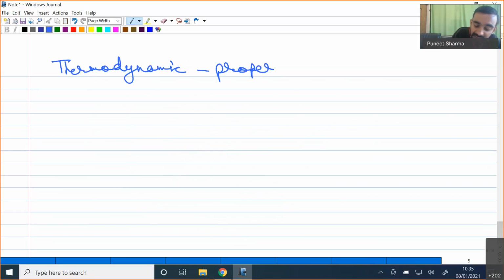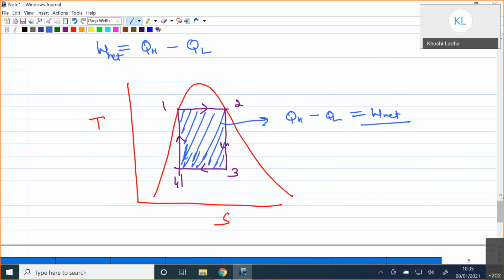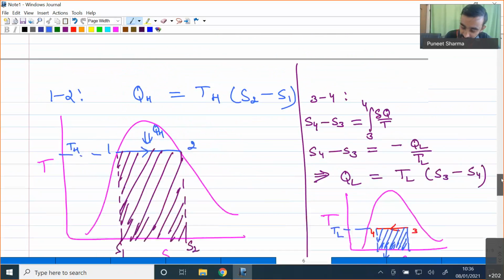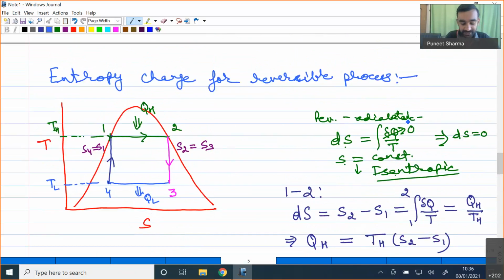Sir, is it necessary that for every reversible cycle S2 will be equal to S3, or is it just a special condition that we have taken? It will not always be true for a reversible cycle. It will be true for a reversible adiabatic process.